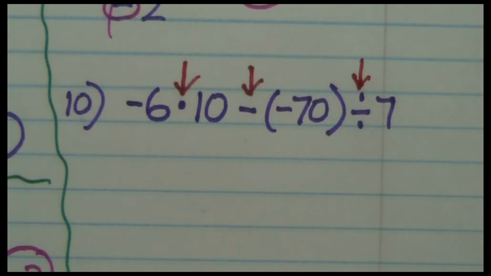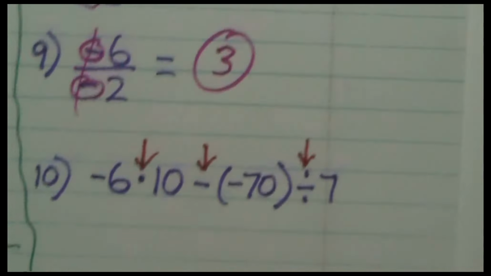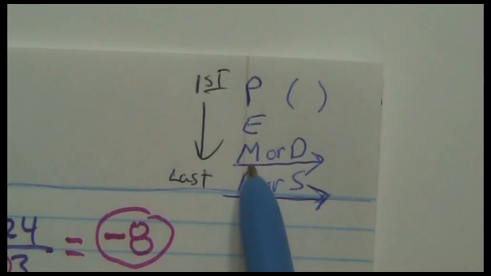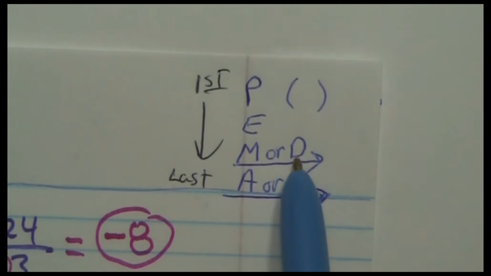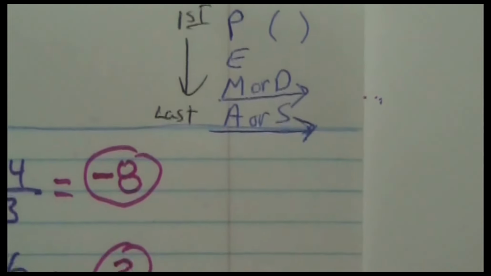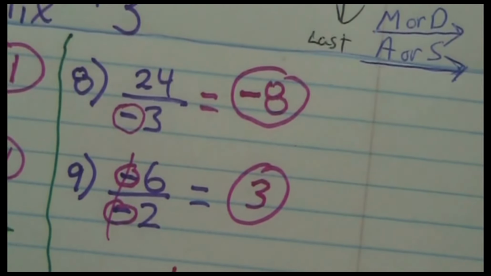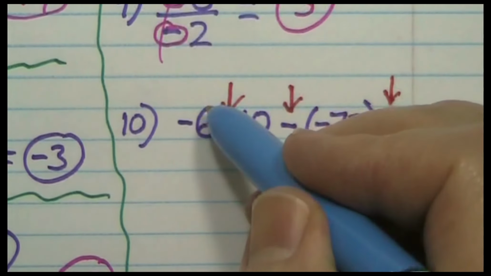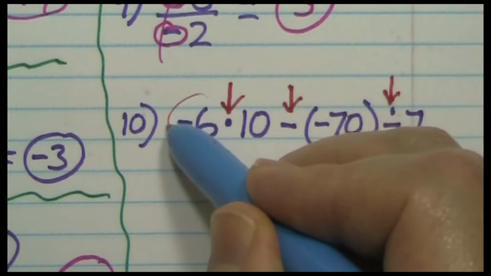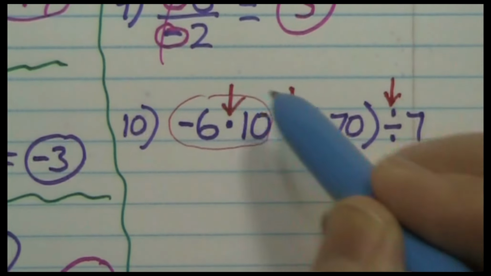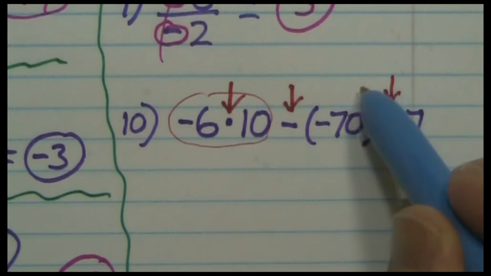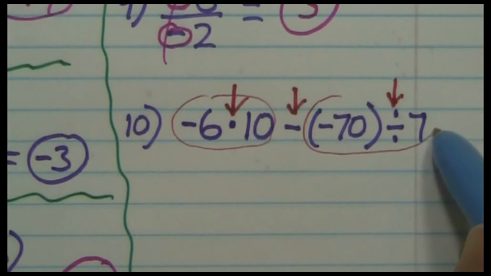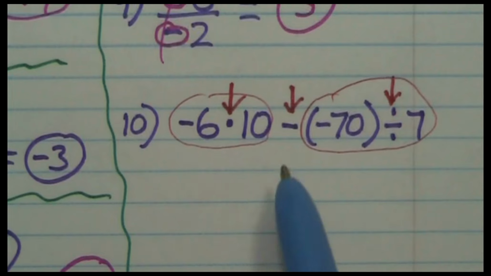So which ones are we going to do first? Well, remember, in order of operations, you always do multiply or divide before any adding or subtracting. Take care of multiply or divide. So I'm going to take care of this first, and then I'll take care of the division. And then I can subtract them.